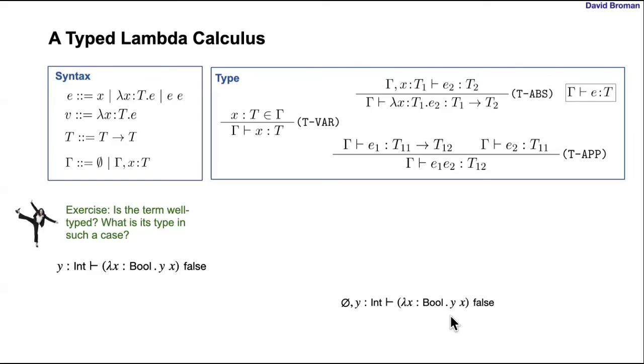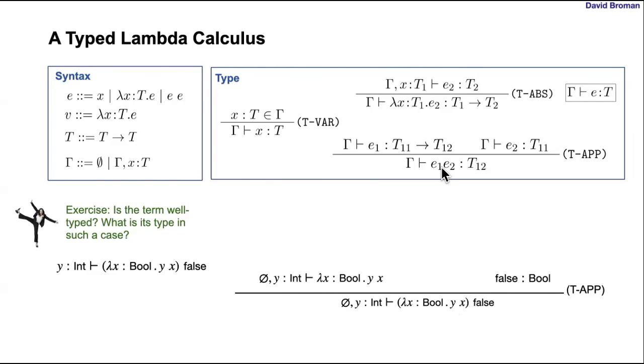We have the term again here, and here we see the typing environment. What is the first rule that applies? Well, we have an application, so it must be T-app. We can first look at false here. False is bool, so that works. Now the question is: is this a function type, and is the parameter a Boolean?